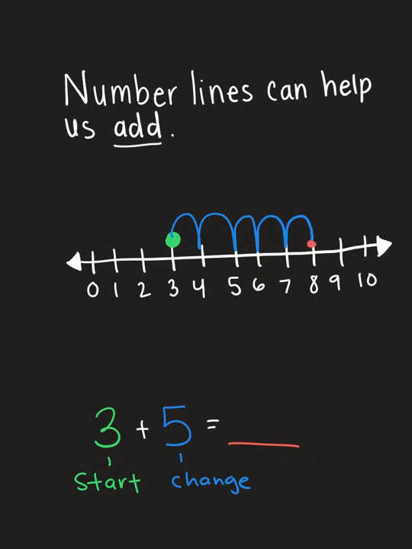So I will put a red dot there to tell me stop. This is my answer. Whatever number the tick mark is pointing to. So I will write that number right over here as my answer. And of course, I can double check my answer by using my fingers or drawing a picture. 3 plus 5 equals 8. 1, 2, 3, 4, 5, 6, 7, 8. Yep.